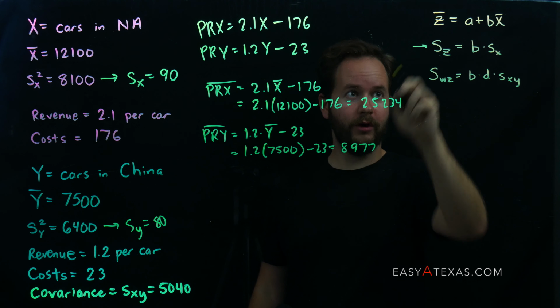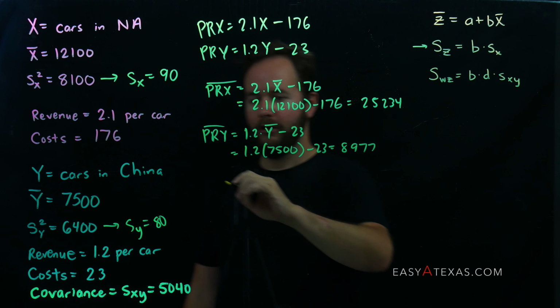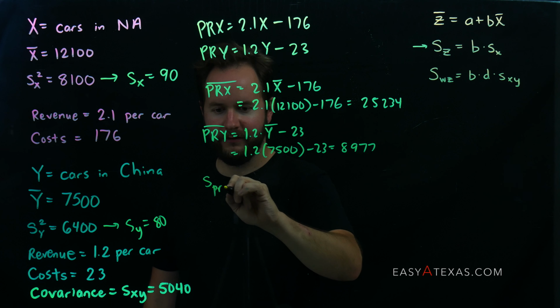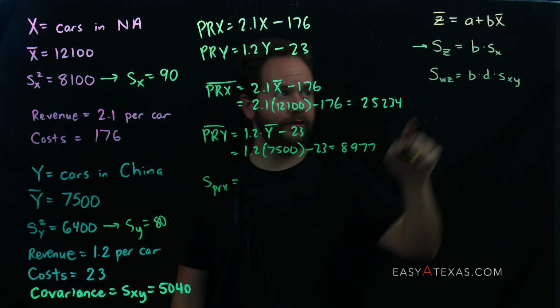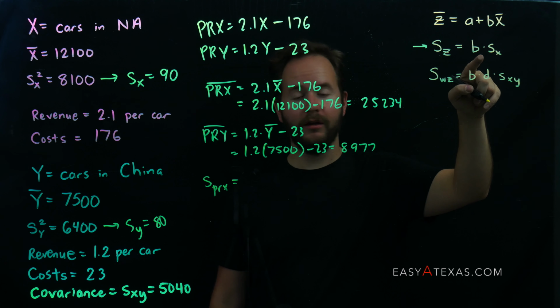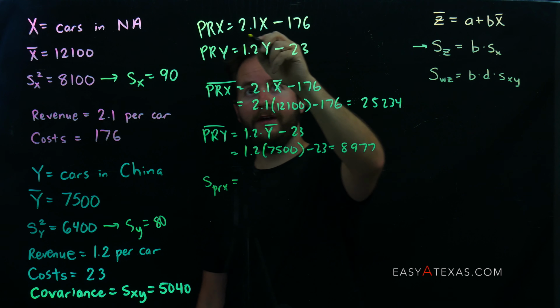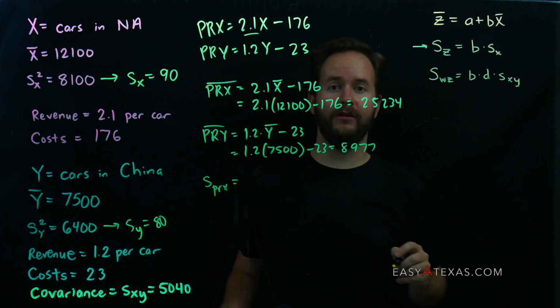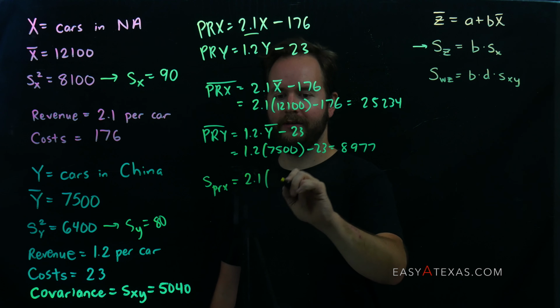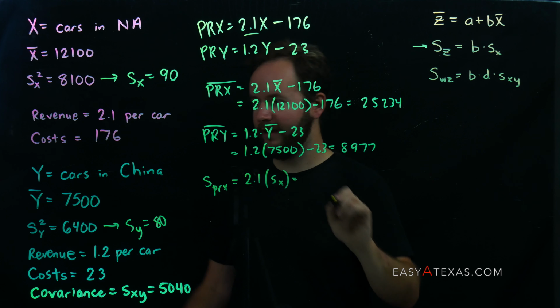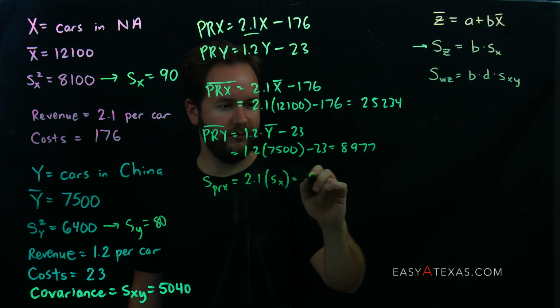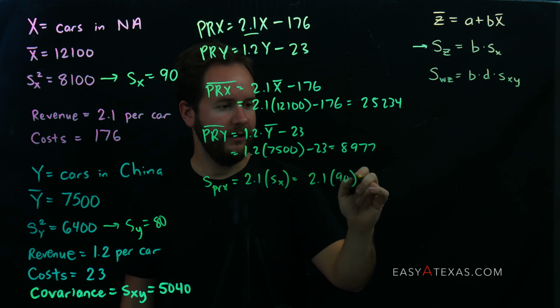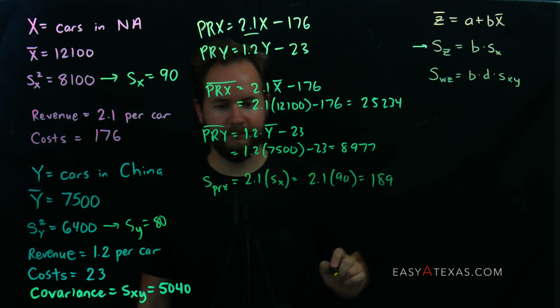But now we're going to use this equation to help us handle standard deviation. So standard deviation of profits in North America equals B times SX. Now B just represents the coefficient of X up here. So in this case, B is 2.1. We'll have 2.1 times SX, and in this case, SX is 90. So we have 2.1 times 90. This comes out to be 189.